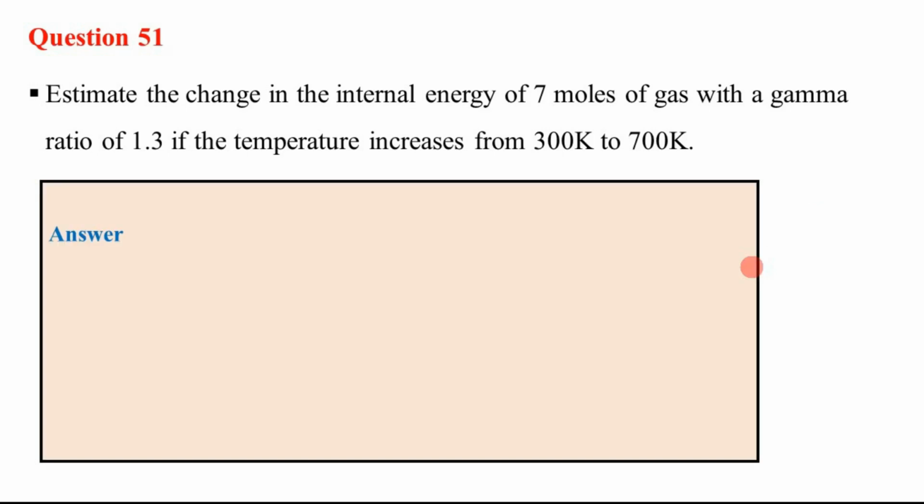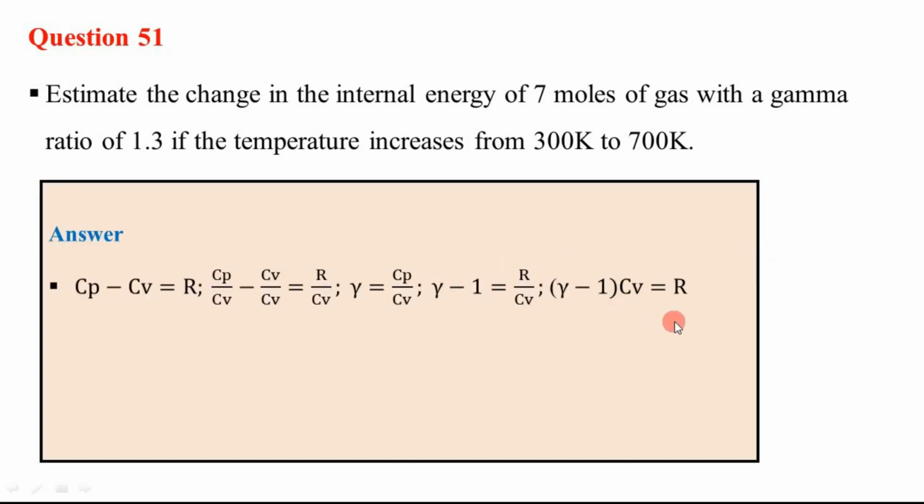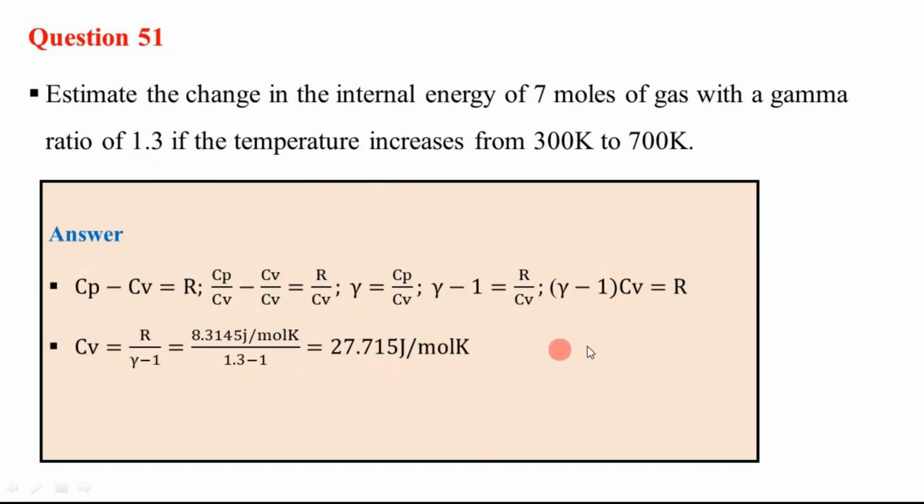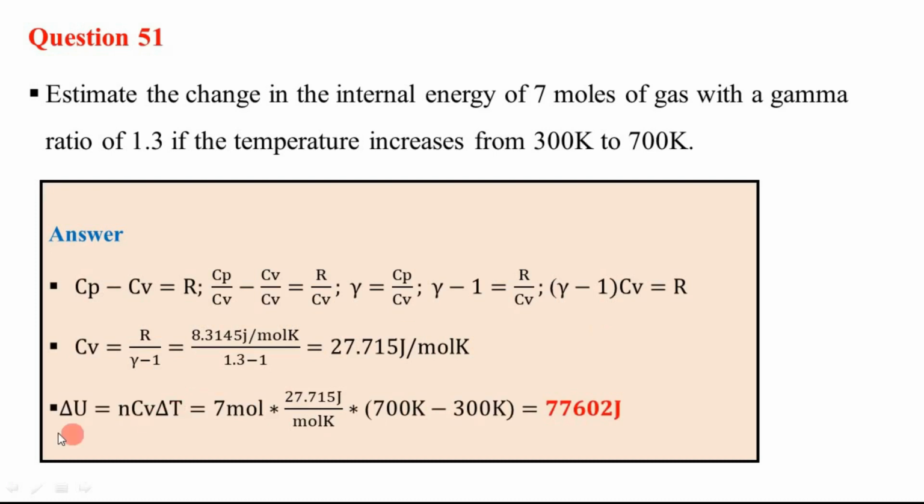So what is the formula to calculate the change in internal energy? You remember this is the formula to calculate the CV when you have the gamma ratio. CV is equal to the gas constant divided by gamma minus 1. The gamma was given as 1.3. Then after replacing, you get the CV. After getting the CV, we use the formula to calculate the internal energy, which is equal to n CV dT, with 7 moles.